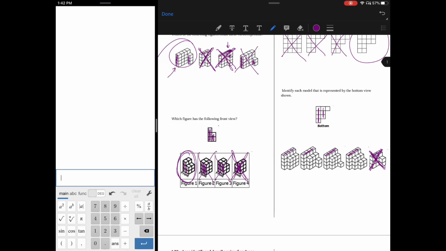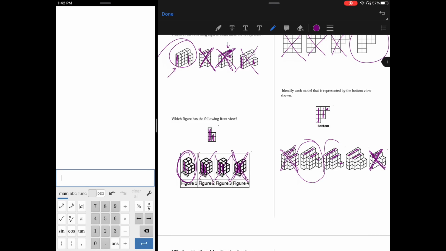And then we have 3. So we have 3 here, 3 here, 3 here, and 3 here. So we can't cross any out yet. And then we have one little extra one. So this first one doesn't have one little extra one, so we'll cross it out. The second one does, so that's one answer choice.